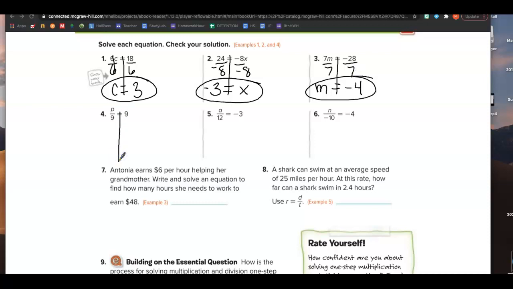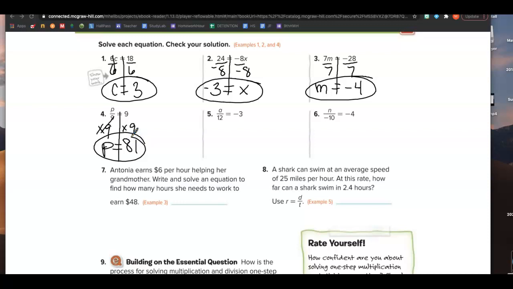What operation are these two right now, Damien? Division. So what's the opposite? And what number do you multiply by? So we multiply by 9. P equals what? 81. Thumbs up if you got 81.